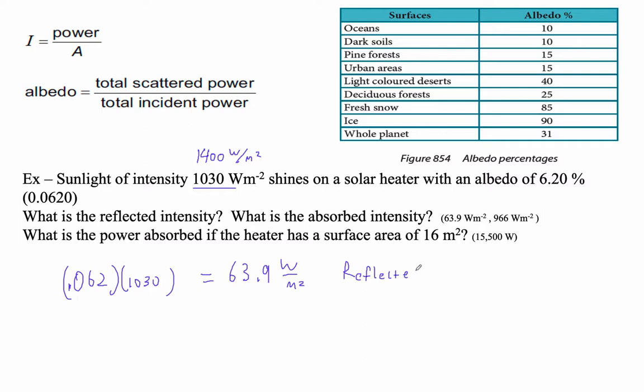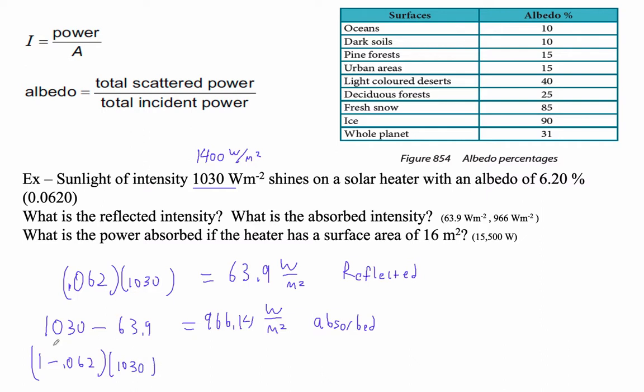So how much is absorbed? Well, there's two ways to do this, right? You can go 1030 minus 63.9. So 1030 minus the answer I just got, and get 966.14 watts per square meter, and that's absorbed, right? Right, you got to love that. The other way to do it is to go, the amount absorbed is just 1 minus 0.062, times 1030. I tend to do this, I don't know why. So parenthesis 1 minus 0.062, times 1030. And that's 966.14 again, okay?